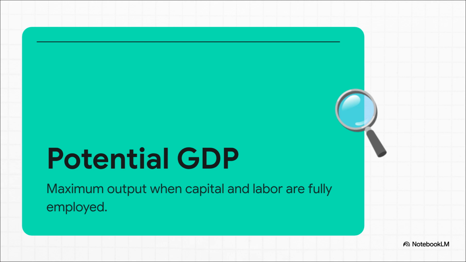Before we do anything else, we have to talk about potential GDP. This represents the absolute maximum capacity of our economic engine. Just imagine a massive, nationwide factory where every single machine is running perfectly and every willing worker is employed and highly productive. That's your potential GDP. It's the absolute ceiling of what we can produce given our current technology and resources.